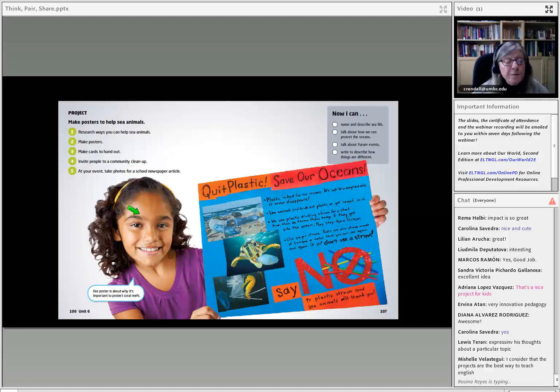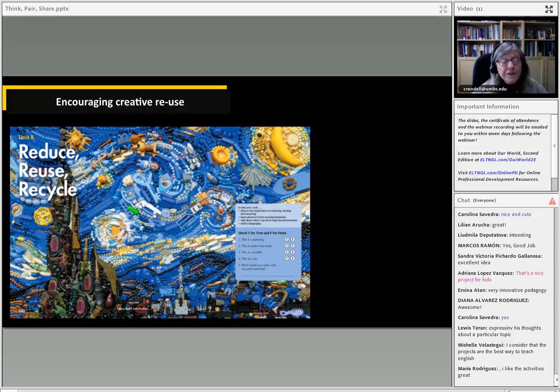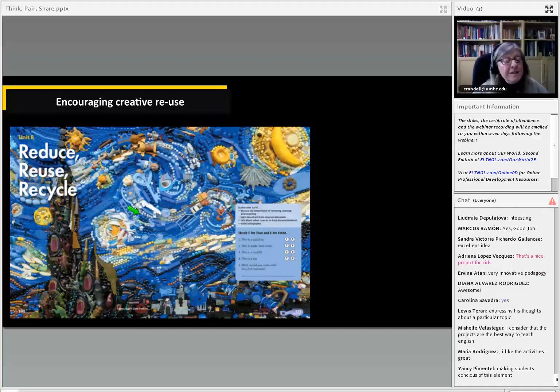Here's a wonderful poster that, again, could be made at home. In this particular case, it's trying to get people to quit using plastic and to save the oceans. But they actually could have written or could have done a poster on any ways that they could help save sea animals, because that was the focus of that particular unit. I particularly love this. This whole unit is on reducing the quantity of waste, reusing it, and recycling it.